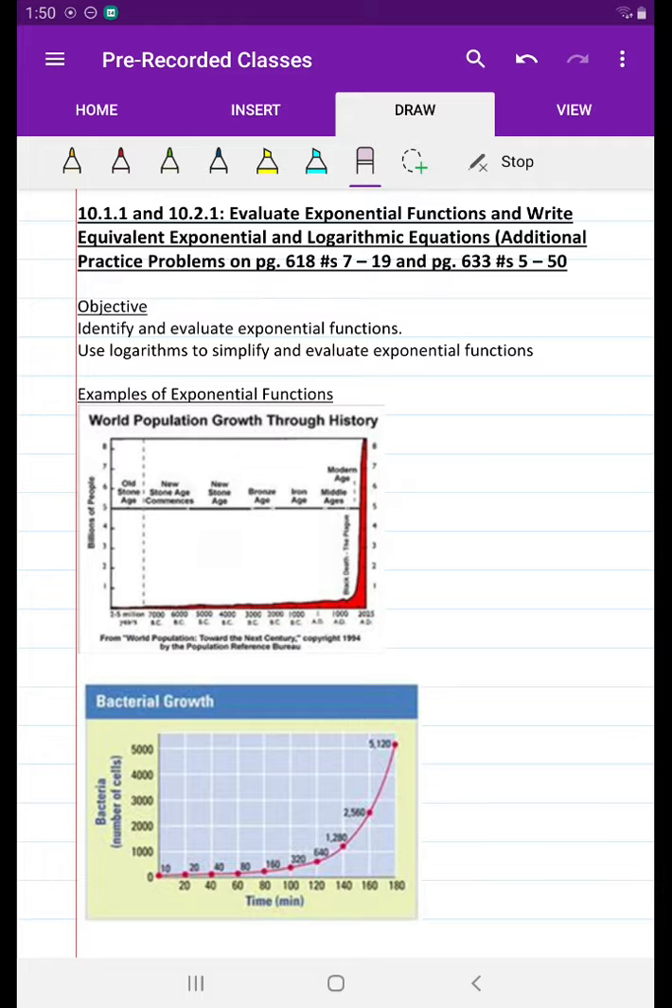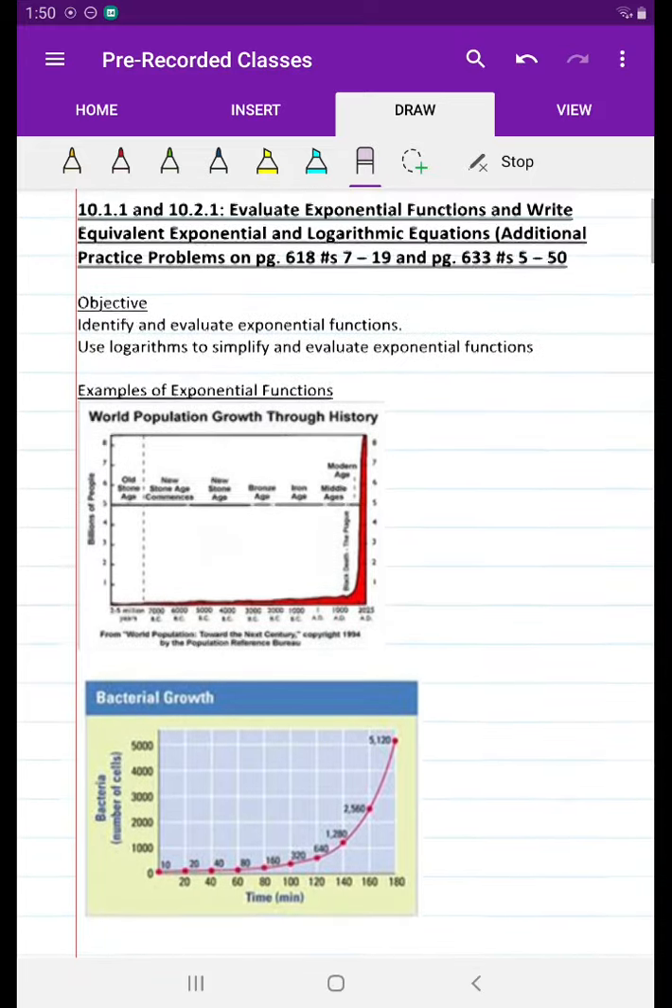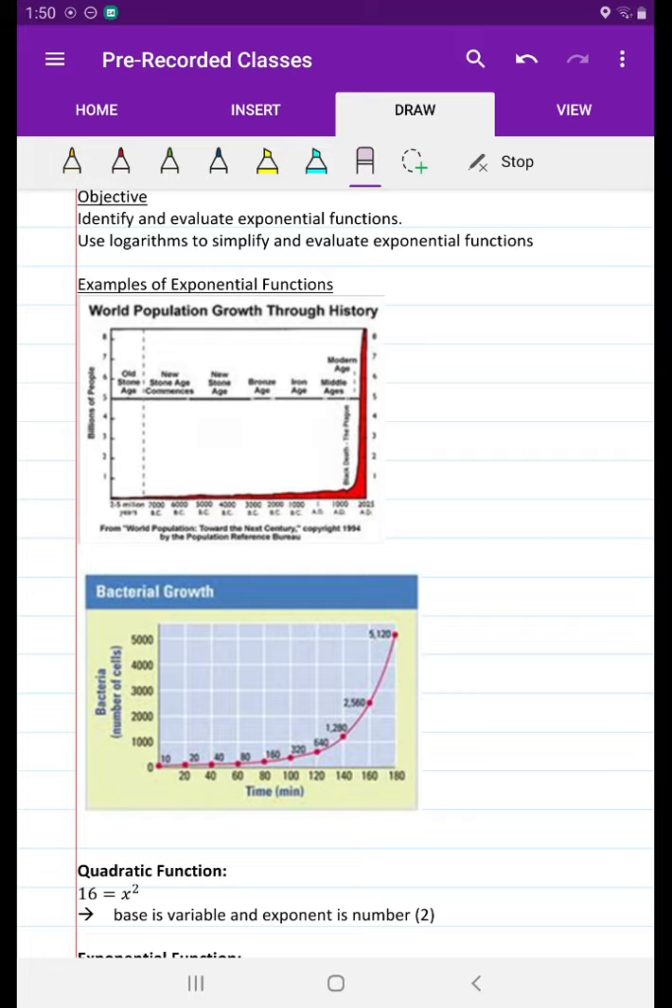Now, we're going to cover a lot, and this is going to seem like a lot, but doing all of this in one day makes the rest of the chapter a lot easier. And so hopefully that works out for us. So by the end of today, you should be able to identify and evaluate exponential functions and then use logarithms to simplify and evaluate exponential functions.